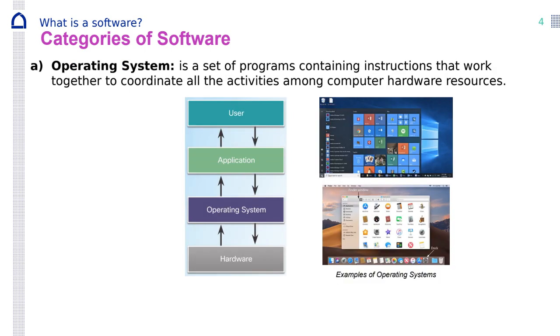Operating system is a set of programs containing instructions that work together to coordinate all the activities among computer hardware resources. Who can give me an example of operating system? Windows 11, or Windows 10, Windows XP before. This is for a standalone computer. What about for server? Windows Server 2019. Windows 7 is a client. Okay. Windows Server 2019 or 2016.